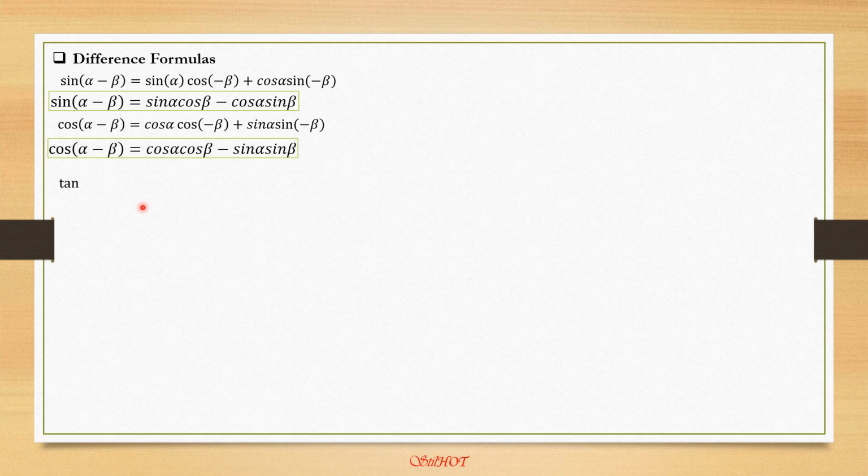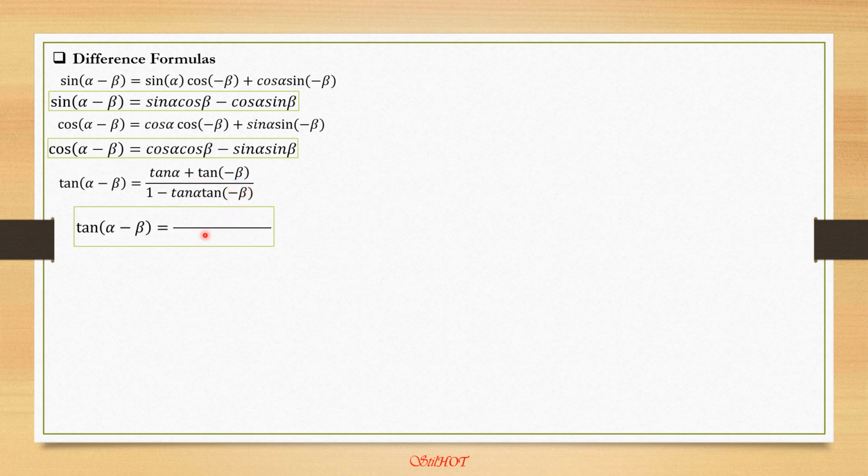Then tangent of alpha minus beta is tangent of alpha plus tangent of negative beta over 1 minus tangent of alpha tangent of negative beta. Tangent of negative beta is negative tangent beta. So tangent of alpha minus beta is tangent alpha minus tangent beta over 1 plus tangent of alpha tangent beta.